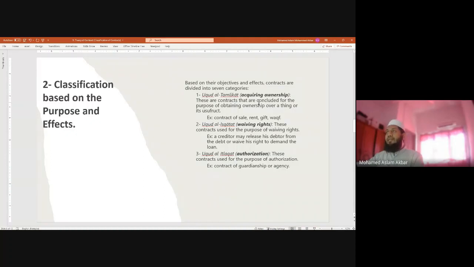Uqud al-Tamlikat, acquiring ownership. You have sale, rent, gift, waqf. Then Uqud al-Isqatat, which means waiving rights. So this is another classification. Like I told you, you can categorize the contract based on the purpose and the effect. So you have the purpose of acquiring ownership, the purpose of waiving rights, the purpose of authorization, like guardianship or agency, wakala. All this agency comes under authorization.